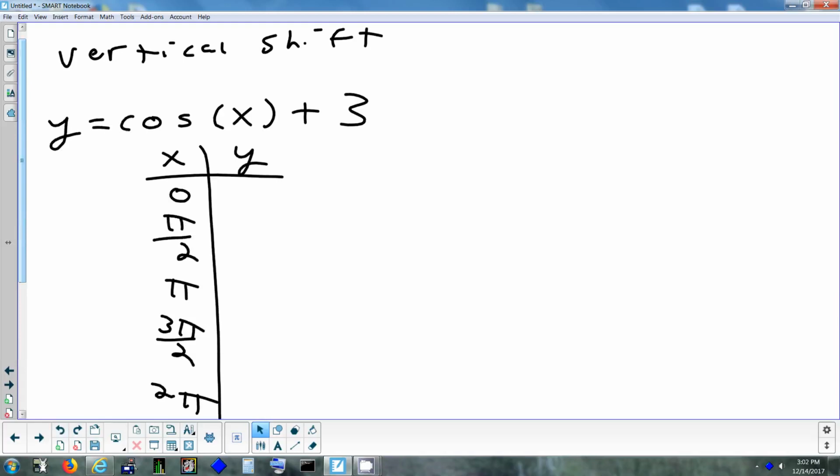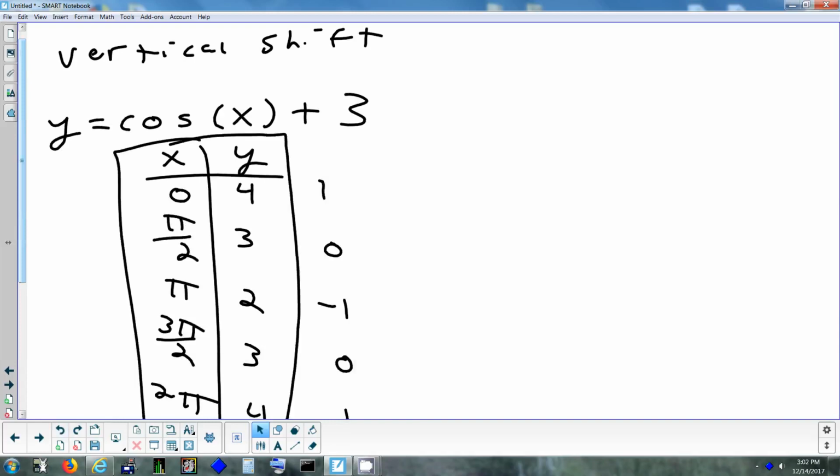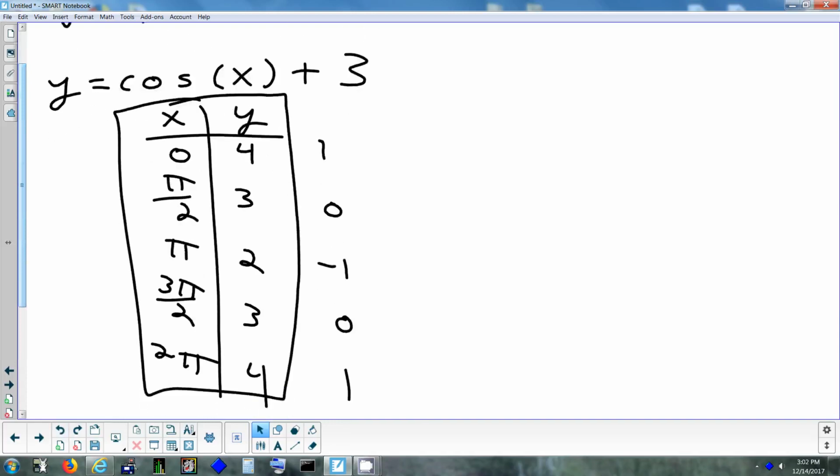So all the x's stay the same. 5 points if you write that. And now the y's. What are the originals for cosine? 1, 0, negative 1, 0, 1. Now we're going to add 3. So 4, 3, 2, 3, 4. I told you that would be a much quicker one, and it is. The arithmetic's a lot easier.